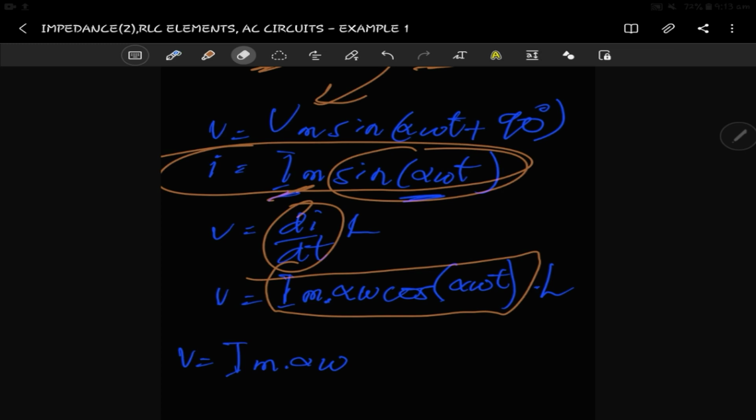If we are trying to change this cos here to a sine to make everything consistent, we just add 90 so that the sine is able to catch up with the cos. So it comes like this, Wt plus 90 degrees, and then the L. So that's it. It's the same equation written in a different way, but it's still representing the same thing. So that's it for this particular one.